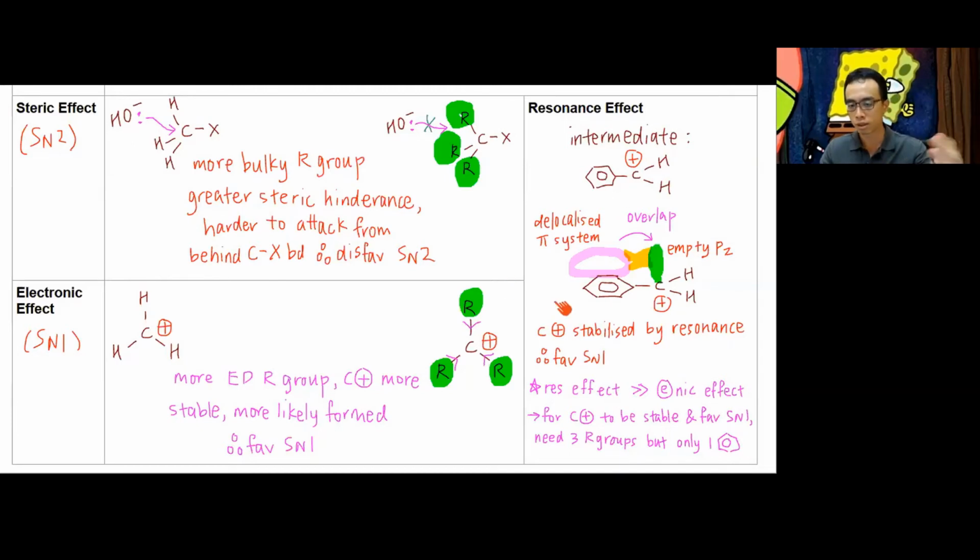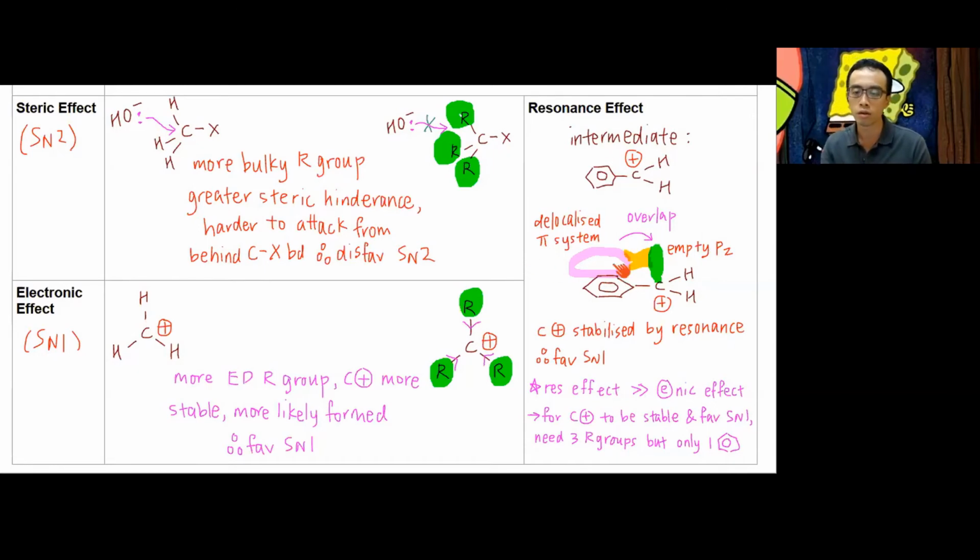Because benzene has this delocalized pi system, correct? And C plus doesn't have any electrons, but it has an empty pz orbital. So it has the space for the electrons from benzene to be delocalized into my C plus. So effectively what is happening is the delocalized pi system in benzene will overlap with the empty pz orbital. So the electrons in benzene can go to your C plus, and now the delocalization is extended to your C plus. So therefore your carbocation is also stabilized by resonance.